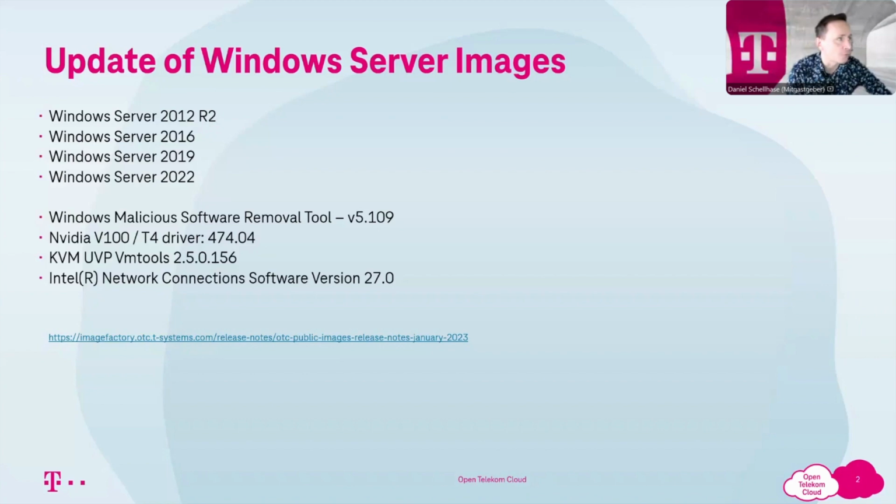First of all, one of our first releases was the update of Windows Server images, as you might have seen. So we provided new Windows Server images for 2012 R2, 2016, 2019, and 2022 with a lot of improvements. I didn't list all the improvements which have been made, for example, the availability of the NVIDIA V100 and T4 driver, the Windows malicious software removal tool, which is applicable for all these different server images. And there are, of course, some specifications which are different here.